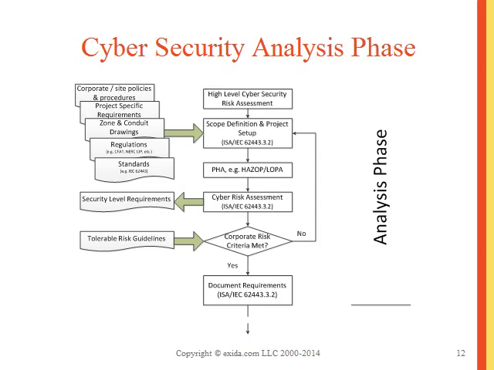So as input to this scope and definition, you start with your basic corporate and site policies, any specific requirements, the zone and conduit drawings, which identify the specific architecture of the system that you're doing the analysis on. You want to bring into account any regulations or standards as part of that whole analysis process. Out of that, once you complete the cyber risk assessment, you have a set of security level requirements, and then you go to determine whether or not the risks that are involved meet your corporate criteria. So you want to make sure that you're in line with any corporate risk standards that may be in place. And then, of course, you document those requirements.